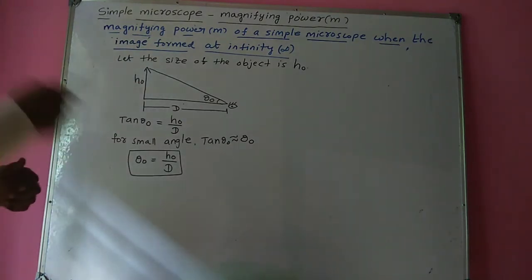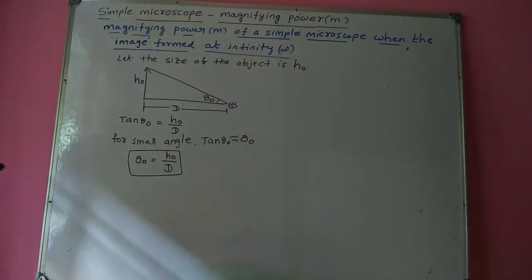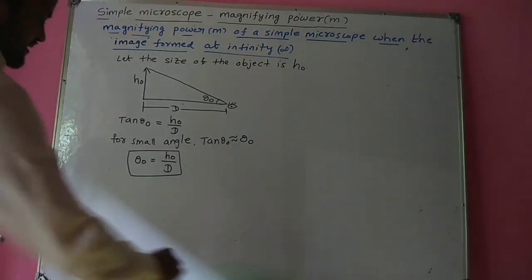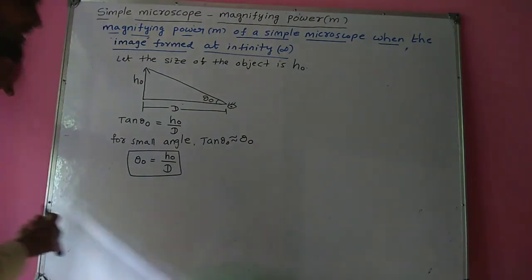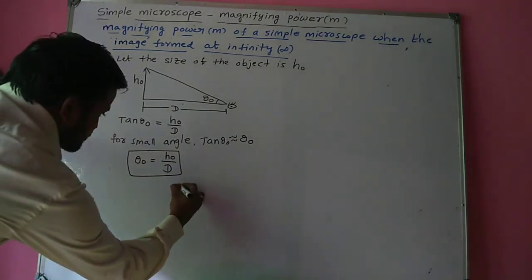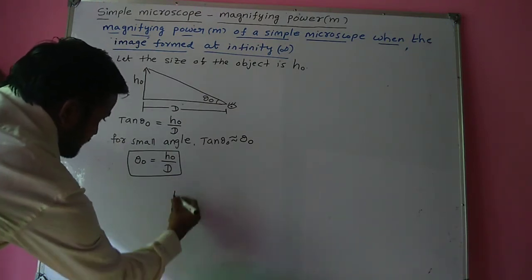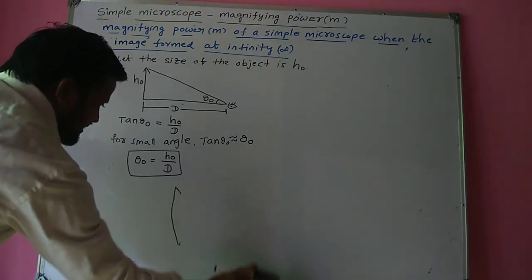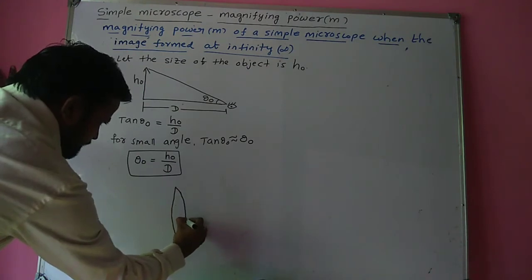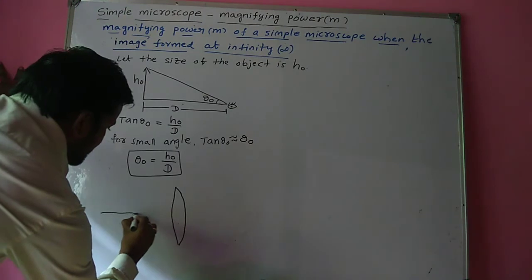Now, let us draw the ray diagram when the image is formed at infinity. Let us take the simple microscope, which consists of a converging lens. So now this is the converging lens, a simple convex lens or a converging lens. Now let us draw the principal axis.